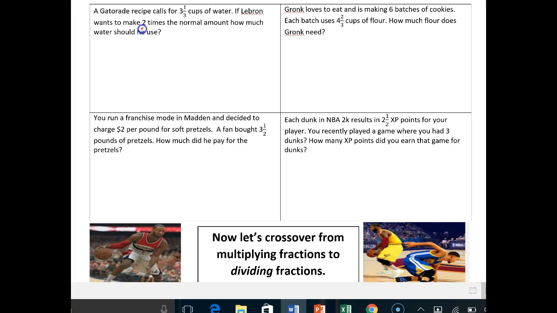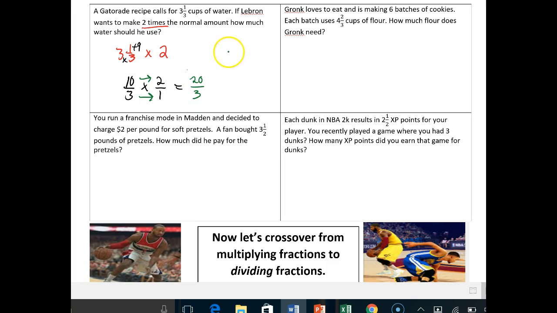So the 2 times should hopefully give you a hint that we're multiplying here. So we're going to say 3 1/3 cups of water times 2. Right? So first we got to change these to improper fractions. So 3 times 3 plus 1, that will give you 10 over 3. And then to make a whole number a fraction, you just put it over 1. So times 2 over 1. Go ahead and multiply straight across because there's nothing I can cross cancel here. So 10 times 2 and 3 times 1. 10 times 2 is 20. 3 times 1 is 3.